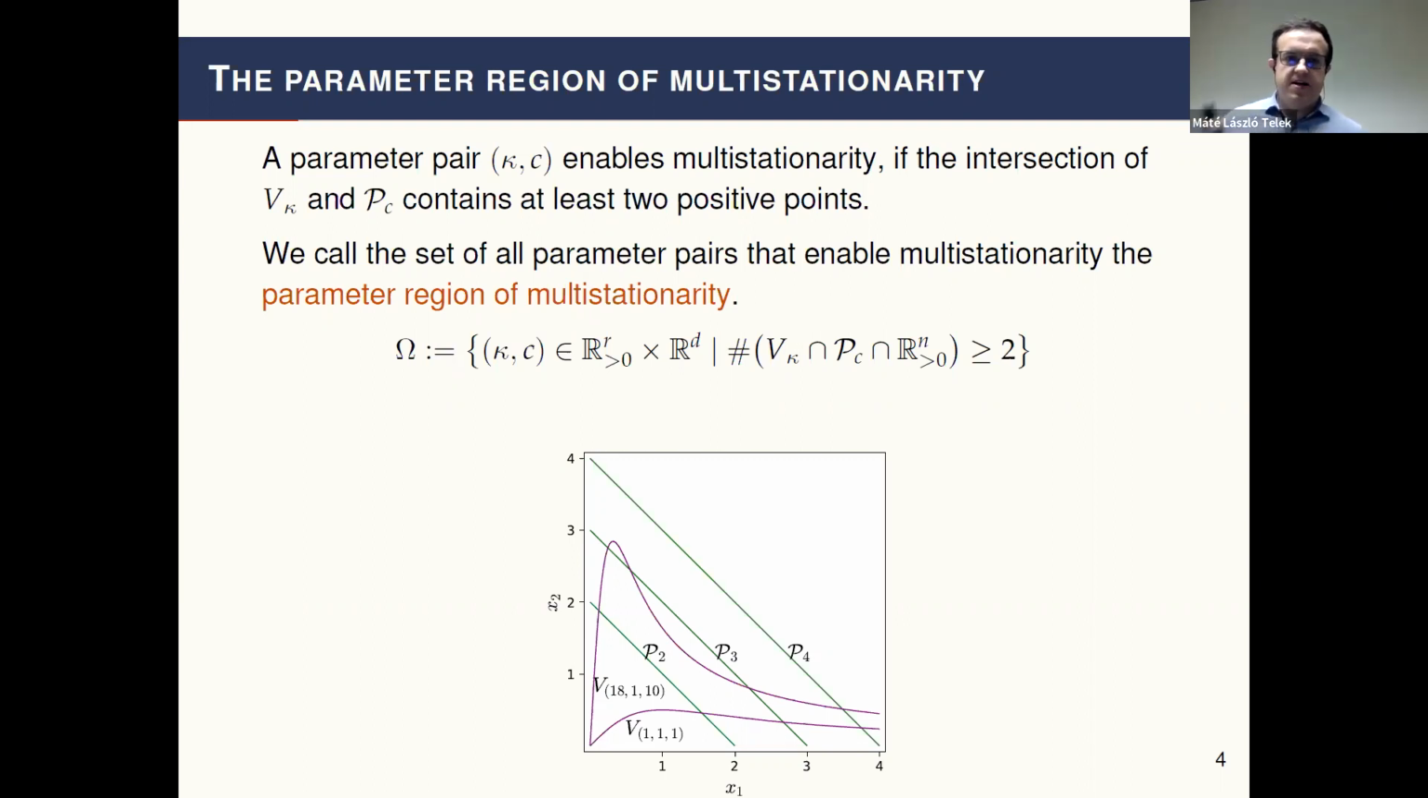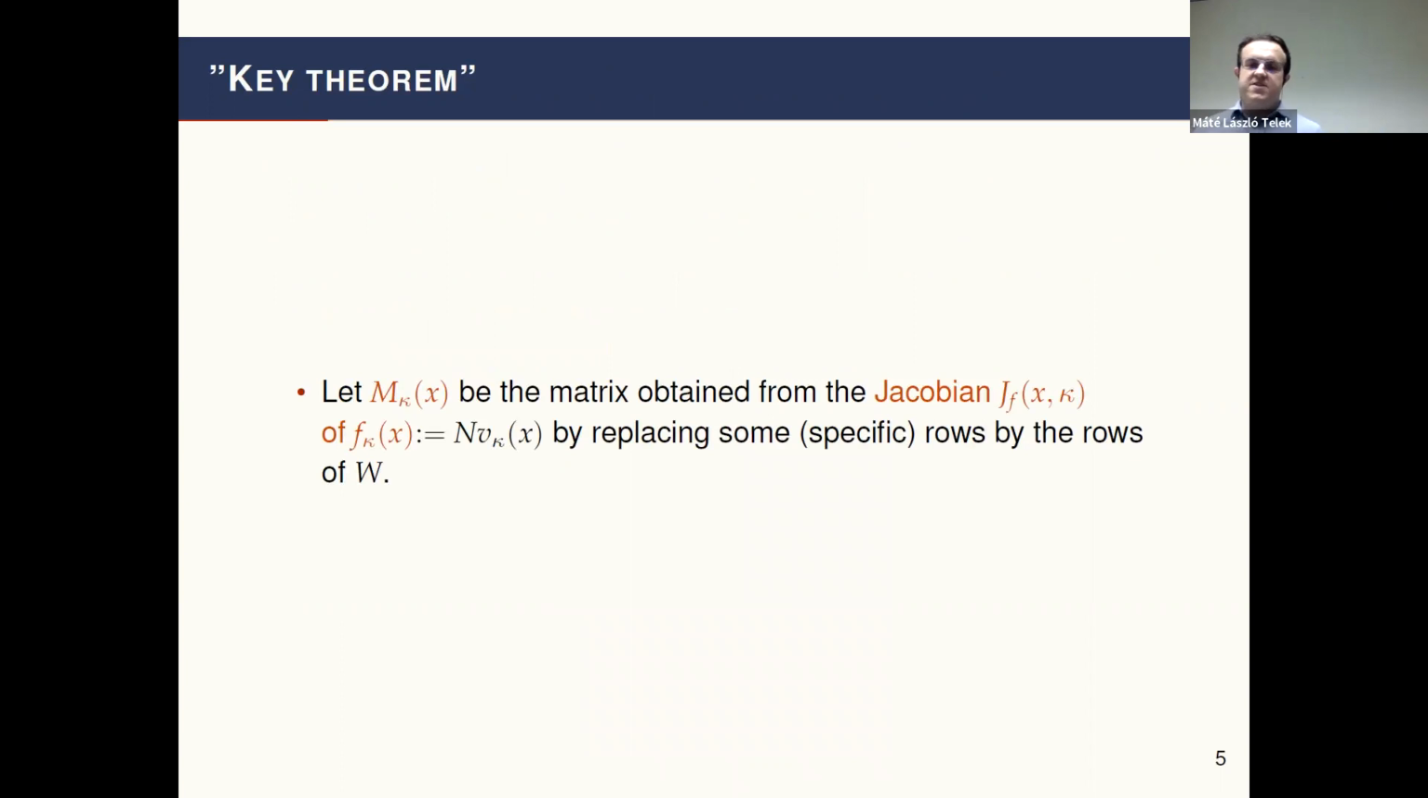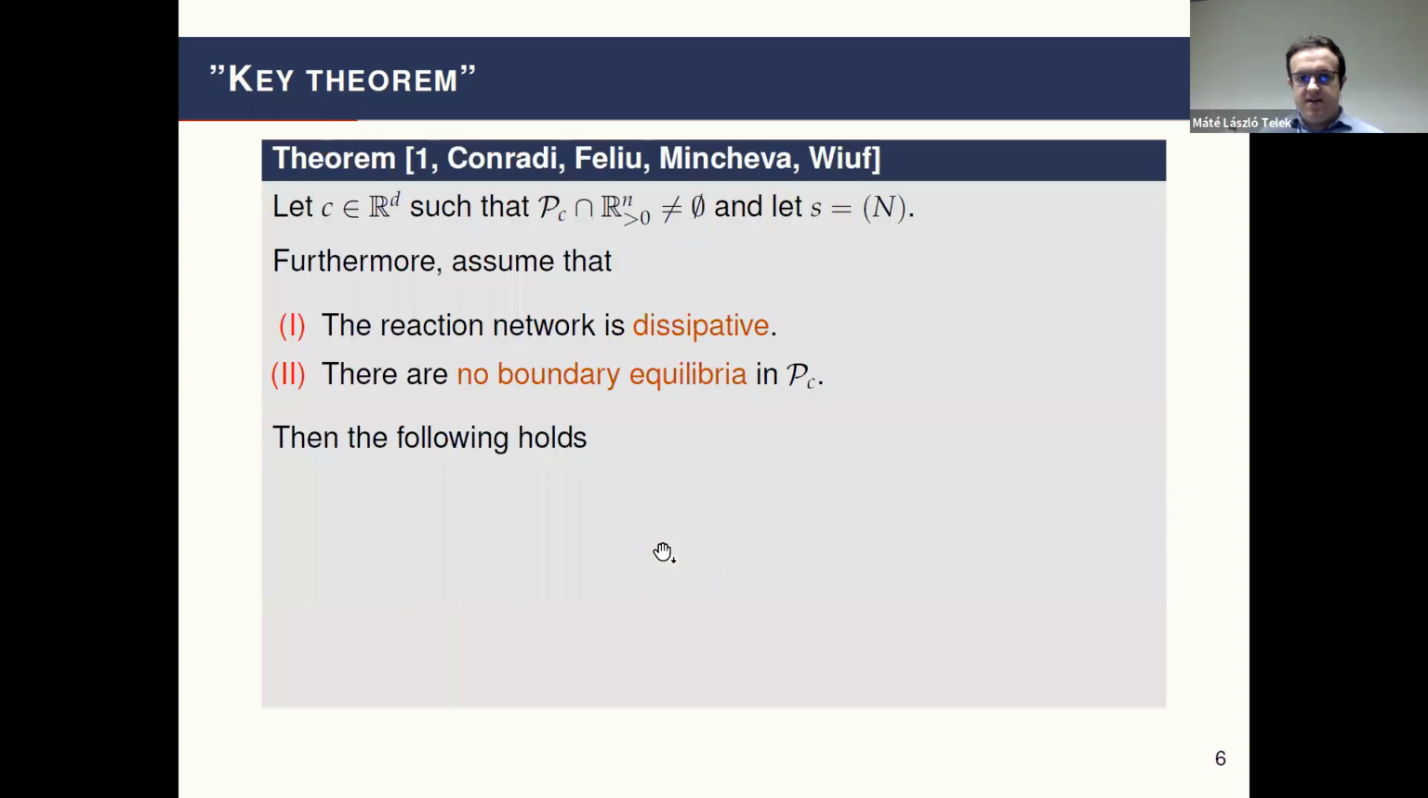Okay, so how can we say something about the shape of the parameter region of multistationarity? Most of our argument relies on this theorem, what I call the key theorem. But before I say this theorem, let me just introduce a matrix, M kappa of X. This is the Jacobi matrix of the following function. So first I take the steady state equations, and then I replace some of the rows by the rows of the matrix W, where W is the matrix containing the conservation laws. In that way, I get a function, and I take the Jacobian of this. And this is the matrix M kappa of X. Once I have this matrix, then I can state the key theorem.